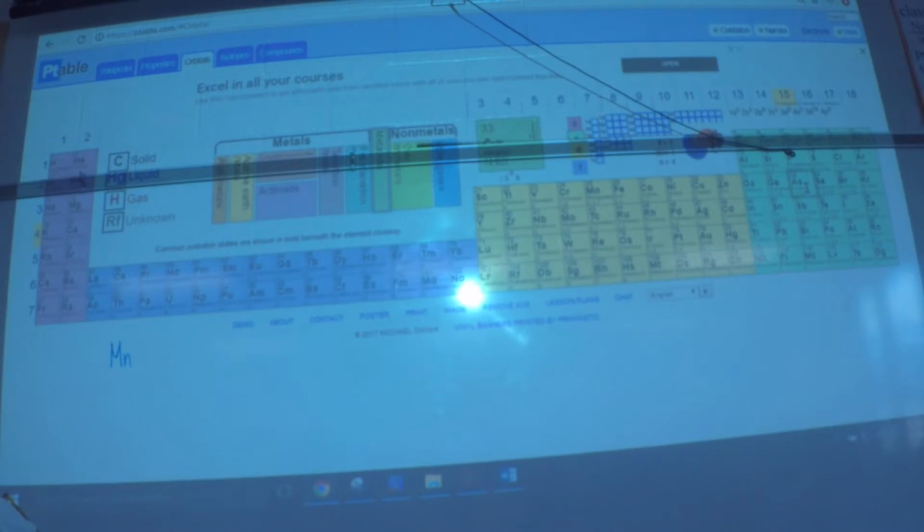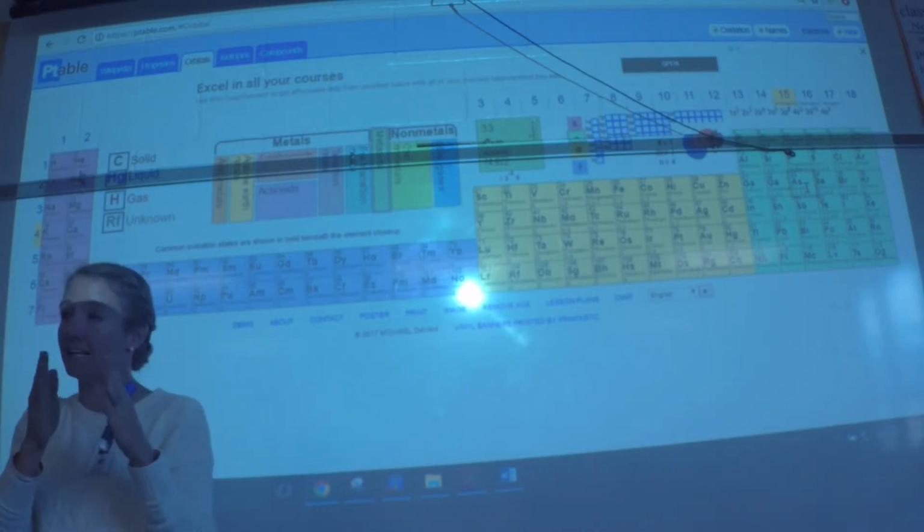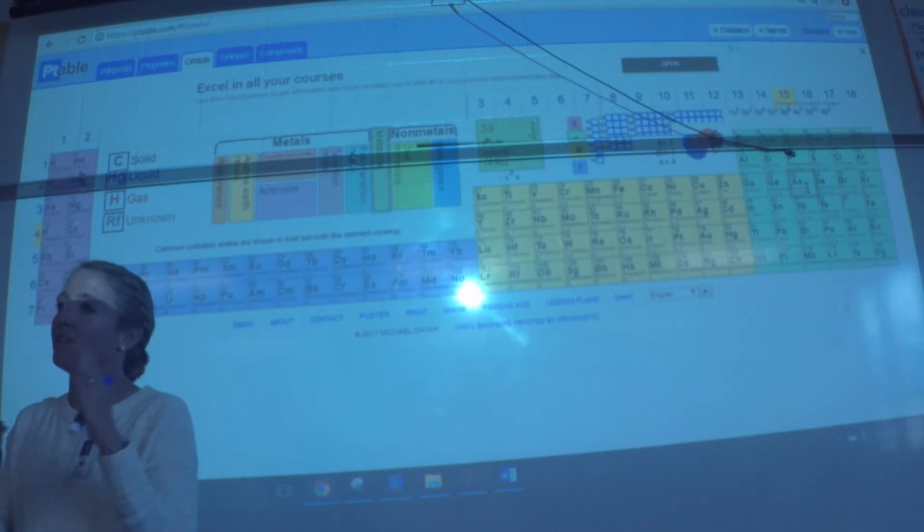So does the D come before the P? Yeah, the D comes before the P. Yes, for the right, because 3D comes before 4D. So literally I write it in the order that I fill it.